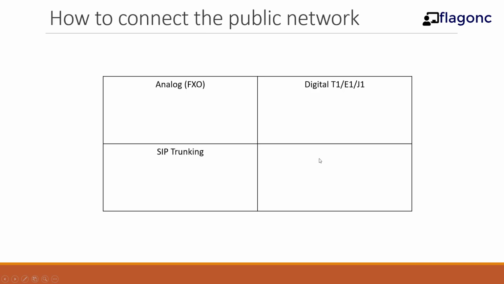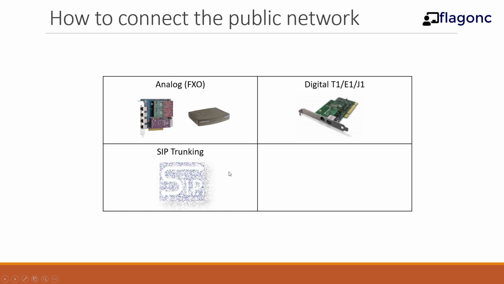To connect to the public network, we have analog lines. If you have 1 or 2 analog lines, use an analog FXO card. If you are a large company and have a digital line, T1, E1, or J1, T1 in the US, E1 in Europe and Latin America, J1 in Japan, you can use the T1 interfaces. A very good way is to use SIP trunking. You don't need any hardware on your server. Just connect to the internet using the Ethernet port of your server directly to the SIP trunk, and you can get rid of all this strange hardware.